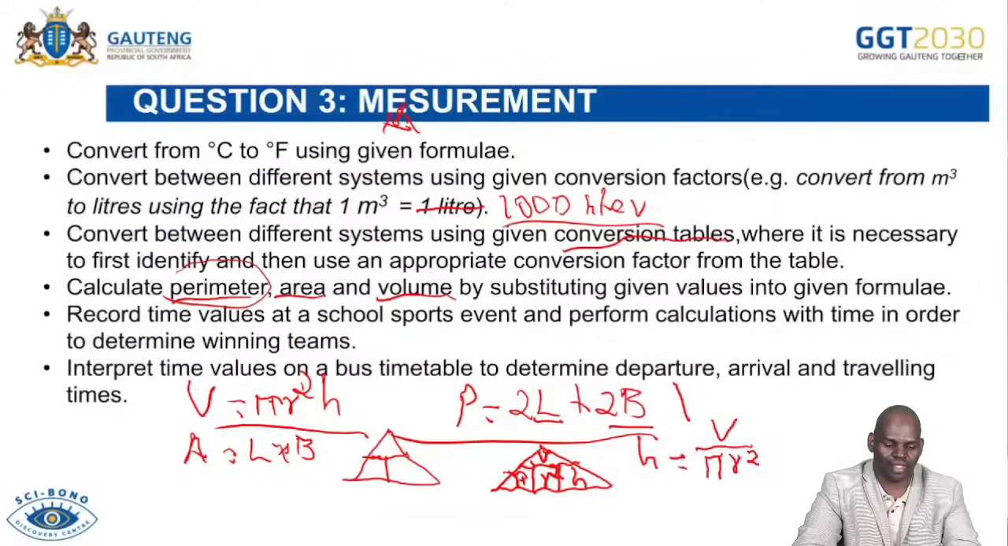That is in case the examiner does not ask you to calculate the volume, but gives you the volume and the height, and then asks you to calculate the radius. And then we also have to record time values at a school sports event and perform calculations with time in order to determine the winning teams.